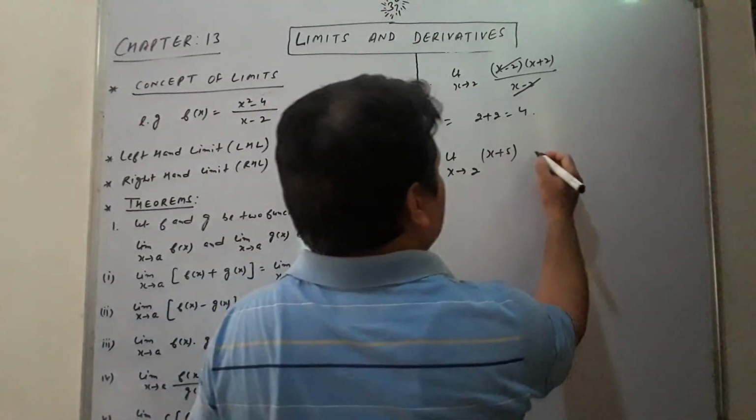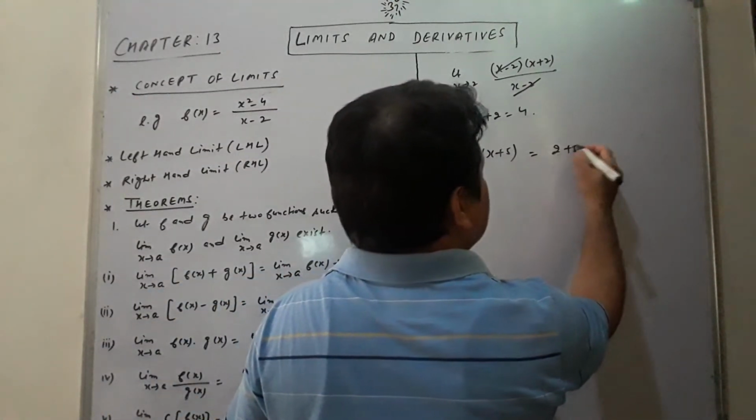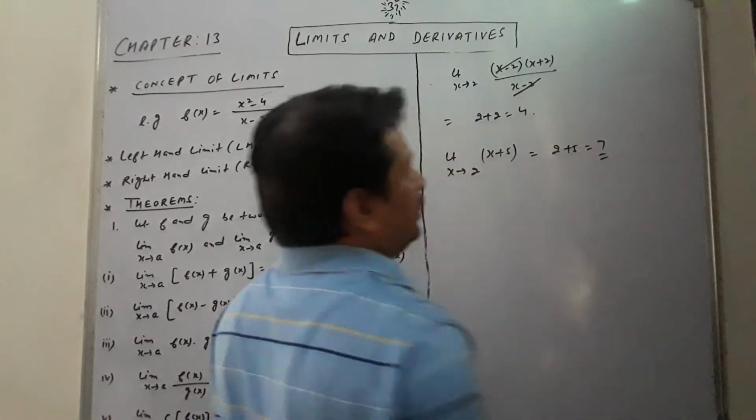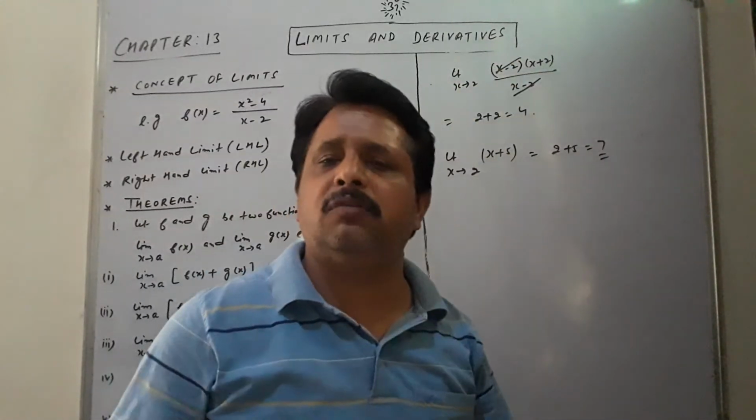So directly we will put the value of x as 2. This is 2 plus 5. It will come as equal to 7. So there are two ways, students, to solve the questions of the limit.